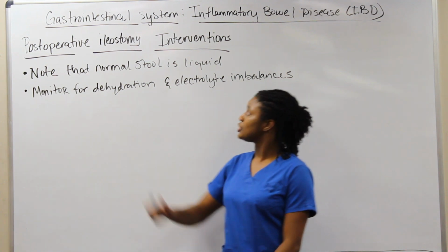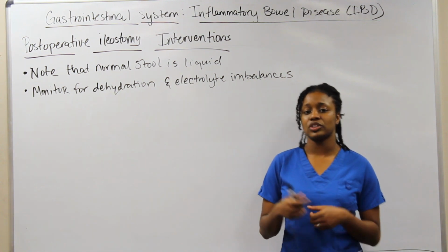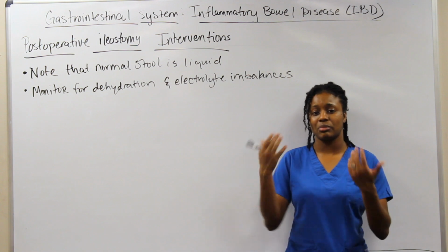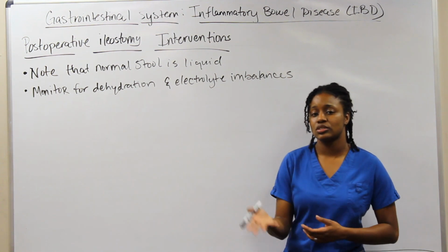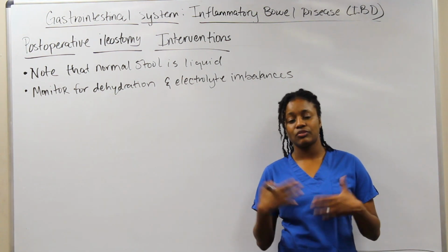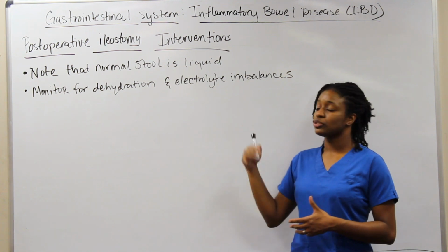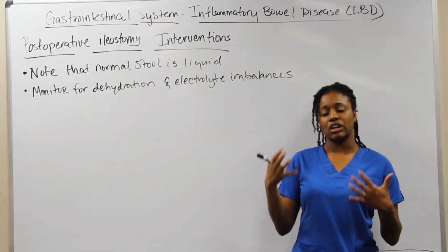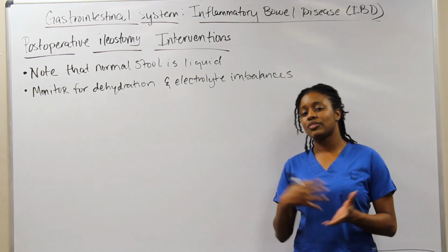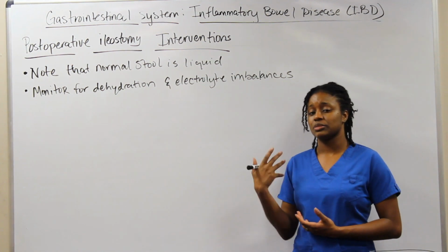And then you also want to monitor for dehydration and electrolyte imbalances. So now that they don't have the colon to reabsorb that water and those electrolytes and bring them back into the body, they're going out into the stool. So you want to make sure that they have proper fluid replacement, that they're keeping hydrated, and that they watch out for electrolyte imbalances, so that they are on their iron supplements and whatever other electrolytes they are missing, and are able to get those supplements back.